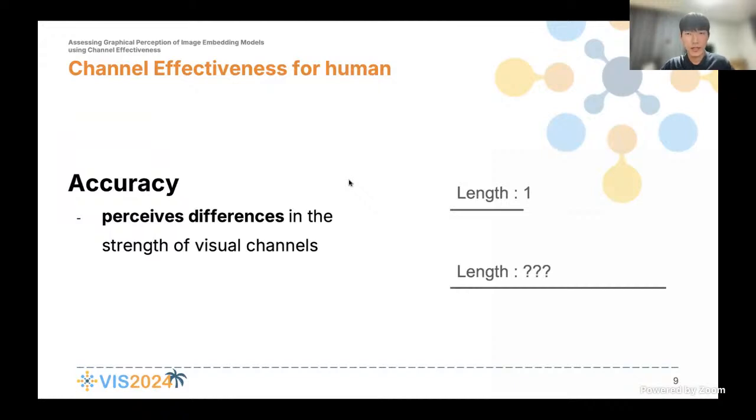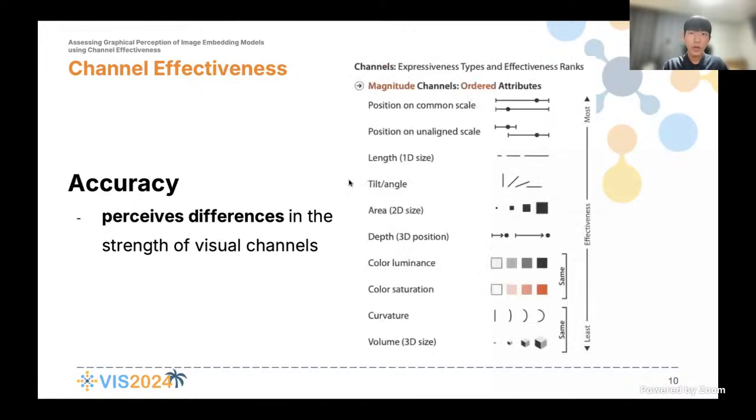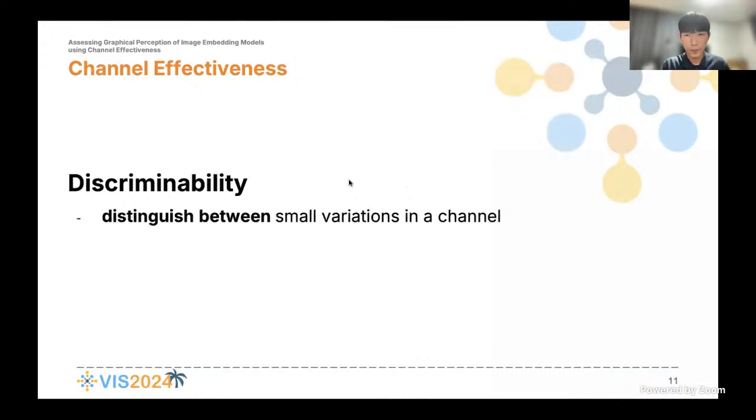First, accuracy is how precisely we can tell the difference between encoded items. For example, if the length of the line segment above is 1, what is the length below? We can easily estimate that the length below is about 3. This is about the accuracy of the channel length. For humans, the accuracy of channel perception follows a specific order, as has been shown by several previous studies. Position is the easiest for us to perceive, followed by length, tilt, area, and so on.